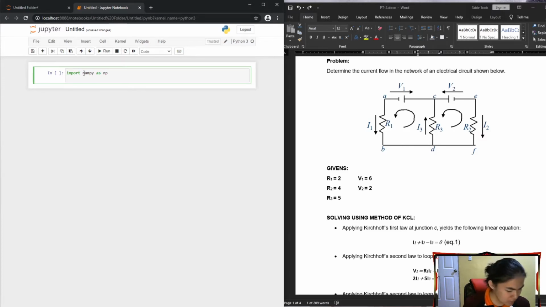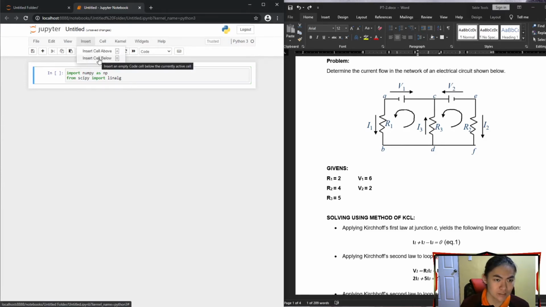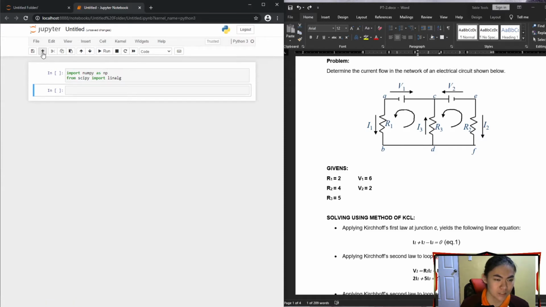Then next naman is from scipy. Then import linalg. So yung scipy naman is ito yung main na gagamitin natin sa pag-solve ng ating equation. And yung linalg is a part of scipy na gagamitin na rin sa pagkuha ng ating values, yung ating currents. Then next, mag-a-add tayo ng another cell. Pwede natin pinutin yung insert, then insert cell below, or pwede rin namang itong last line dito.